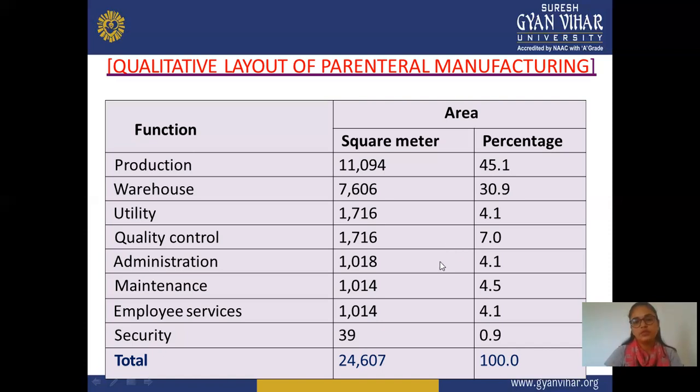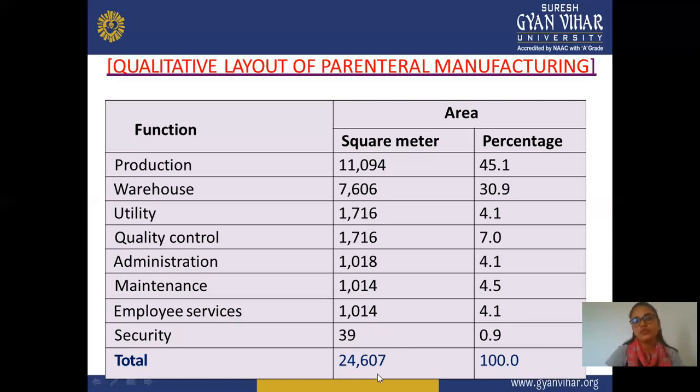Next is quality control. It is 1,716 square meter, and the percentage is only 7%. Next is the administrative area, 1,018, and the percentage is 4.1%. And the maintenance area, 1,014, and the percentage is 4.5%. And employee services, 1,014 square meter, and the percentage is 4.1%. And security is 39 square meter, and the percentage is 0.9%.